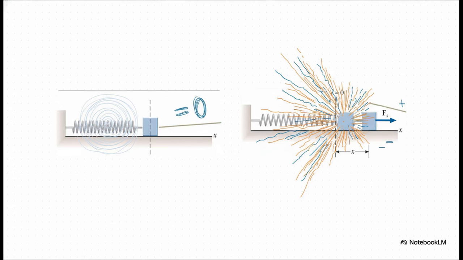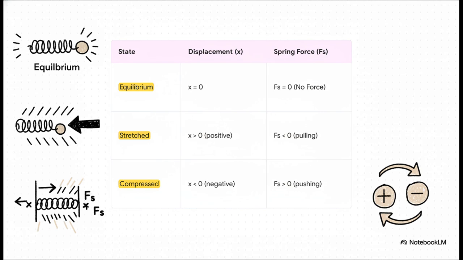So what does our formula say? The force, Fs, has to be positive. It's pushing back to the right, trying to get back to equilibrium. This table just lays it all out perfectly. At equilibrium, x is 0, force is 0.